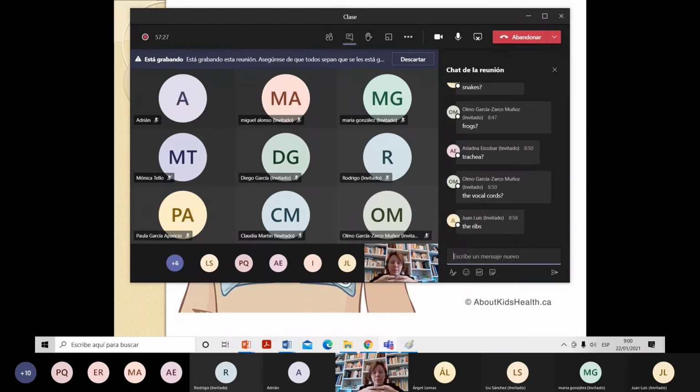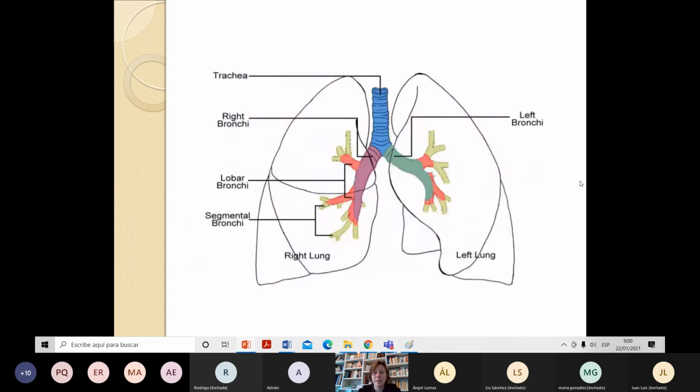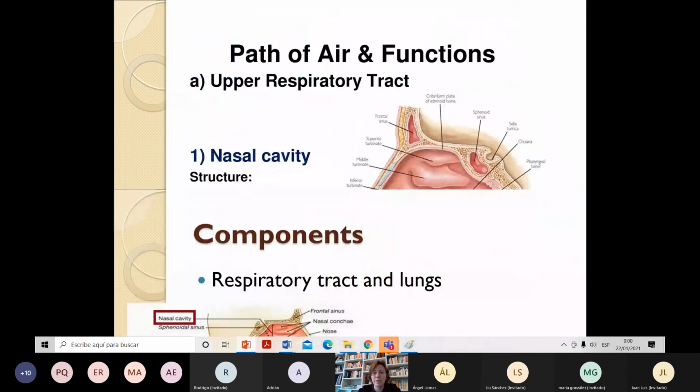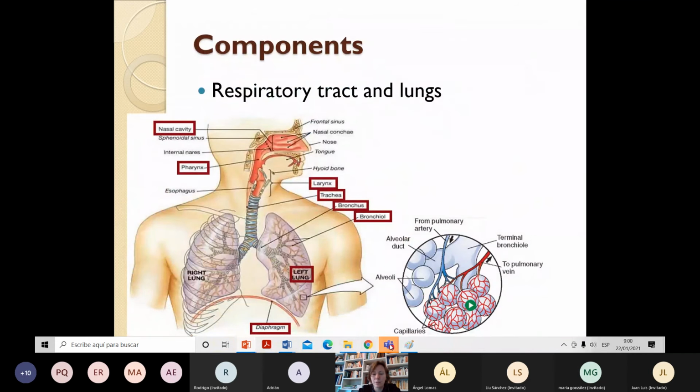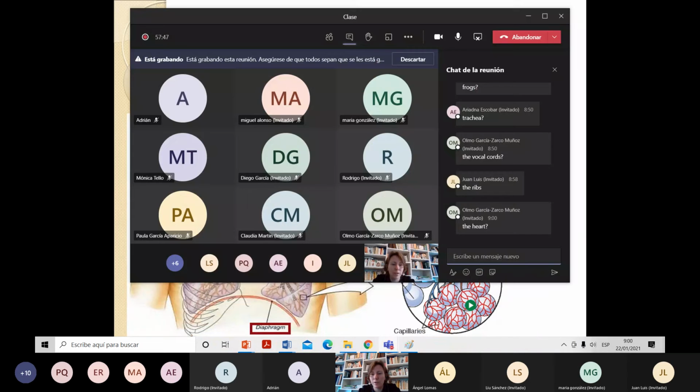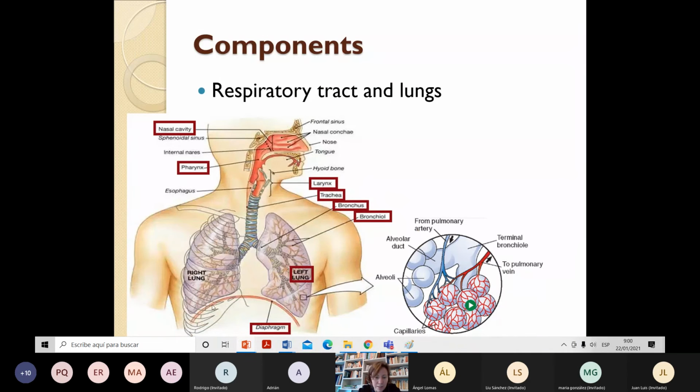Who else, apart from the ribs, has a very important role? Someone on the bottom. What do we have on the bottom? Bueno, we're going to see the picture again, the original picture, the first one. Tenemos por ahí alguien que ha dicho the heart. No, it's not the heart, it's this muscle, the diaphragm. The diaphragm is separate, a continuous muscle.